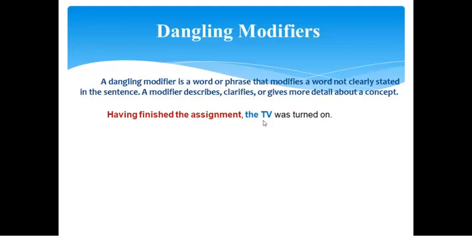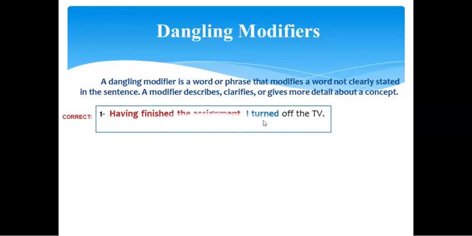It's not clear what it is referring to. So you ask yourself, who finished the assignment? Is it the TV? No. It's going to be like this: Having finished the assignment, you need to add a subject. You can say I, or he, or whatever. He turned off the TV. Now, the one who finished the assignment is, okay, I.